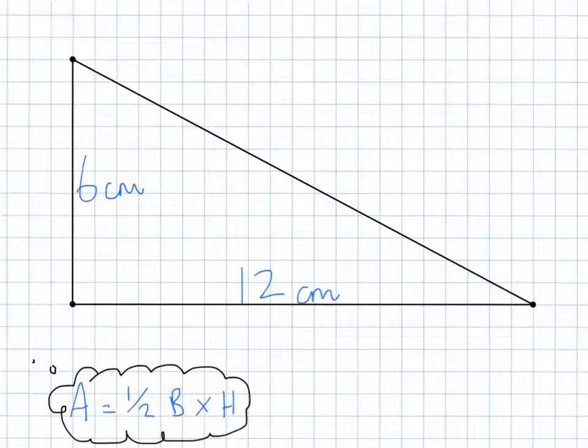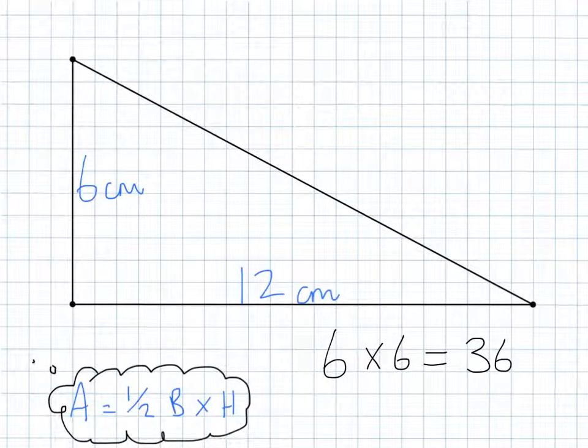The process is exactly the same for right-angled triangles, and we'll use the length on the side as its height. So all we need to do is take 12 centimetres, halve it, because we halve the base, and we multiply it by the height, which is also 6 centimetres. 6 times 6 is 36, so the area of this triangle is 36 centimetres squared.